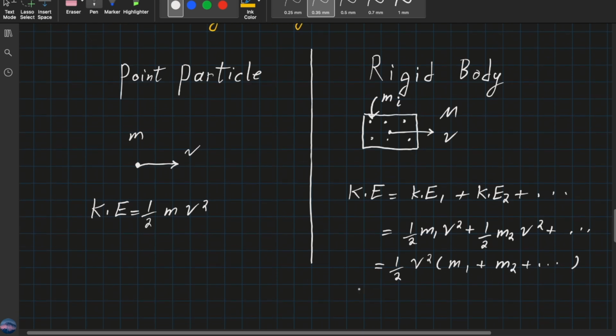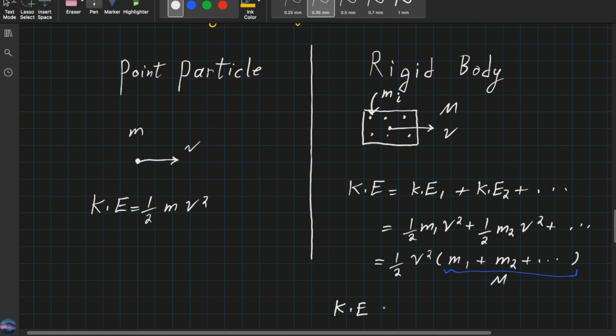Notice that this term simplifies into the mass of the object, because the mass of the object is equal to the sum of the masses of its constituent parts. This means that the kinetic energy of a rigid body is simply that of a point object having a mass capital M multiplied by the velocity squared.